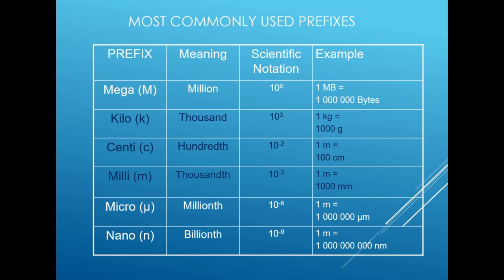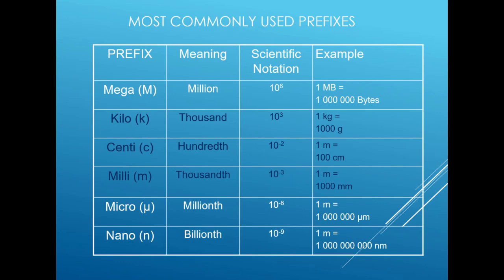So notice the scientific notation is listed here. 1 million has 6 zeros. So its scientific notation is 10 to the 6th power. Kilo means 1,000. So a kilogram represents 1,000 grams. 1,000 has 3 zeros, so its scientific notation is 10 to the 3rd.